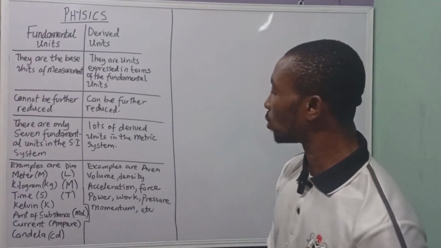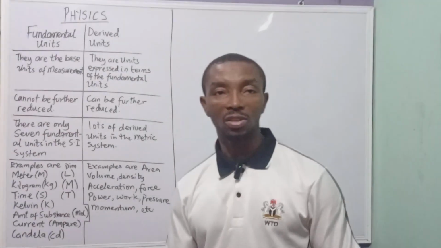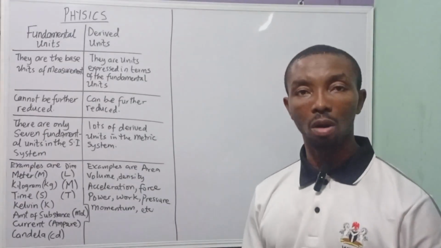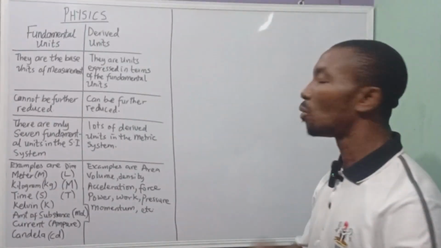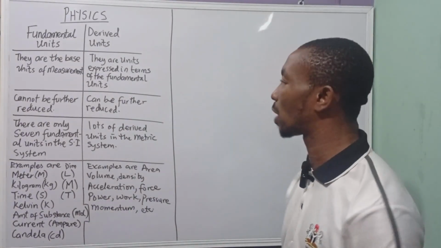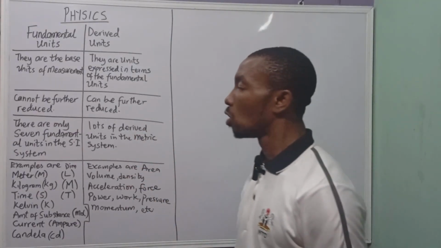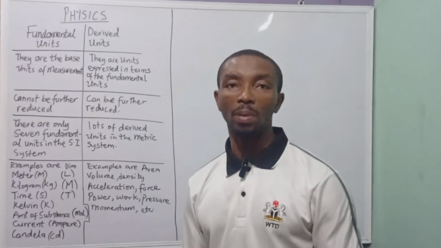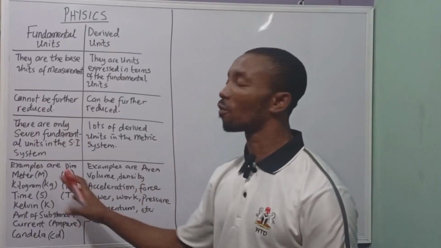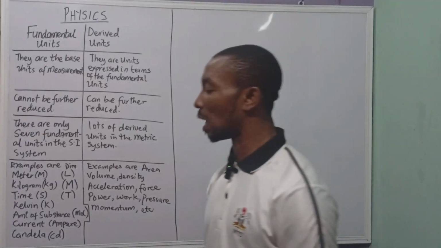Examples of derived quantities are area, volume, density, acceleration, force, power, work, momentum, and pressure, and lots more. Name as many as you can of your derived quantities or derived units. Next, we'll be looking at the dimensions of how derived units are gotten from our fundamental quantities. So we'll be looking at dimensioning.